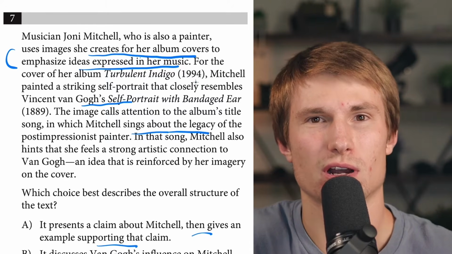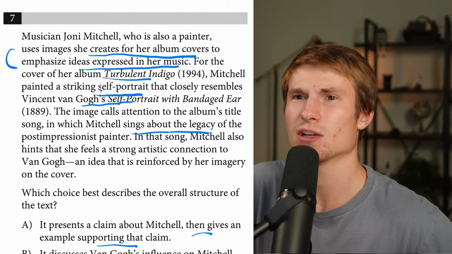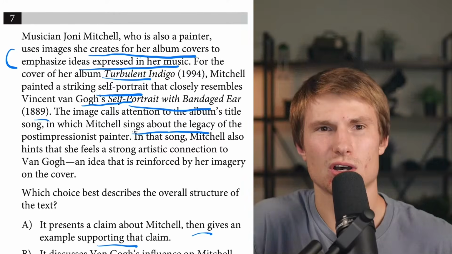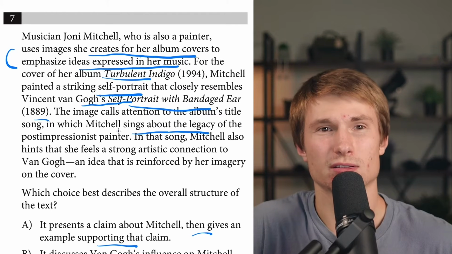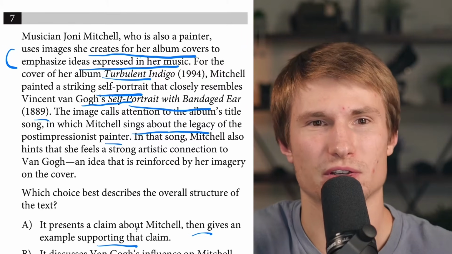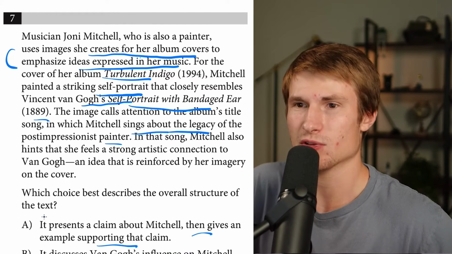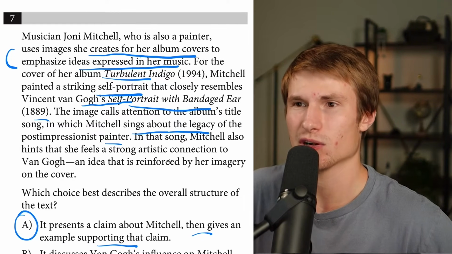Well, we know that for the cover of her album, she painted a striking self-portrait that closely resembles Vincent van Gogh's Self-Portrait with Bandaged Ear. And then it goes on to state that the image calls attention to the album's title song, in which Mitchell sings about the legacy of the post-impressionist painter. Yes, that's perfect. So she's presenting the claim that the covers for her album emphasize ideas expressed in her music. We see that illustrated with this Van Gogh example, so our answer would have to be answer choice A.